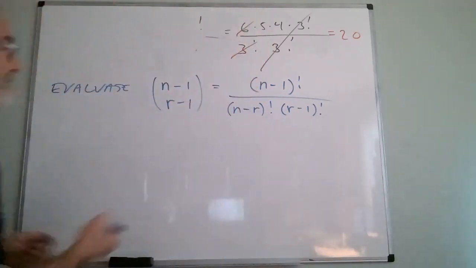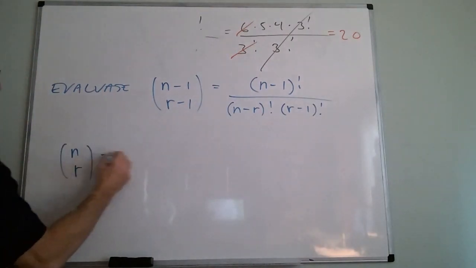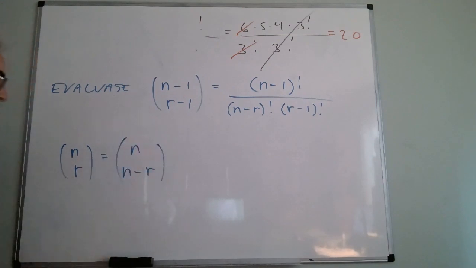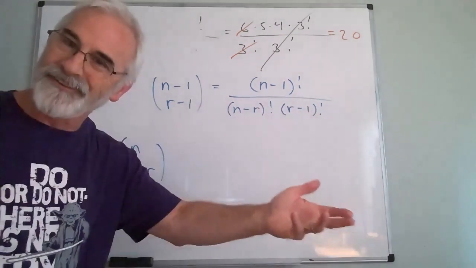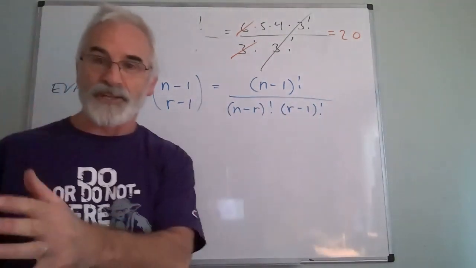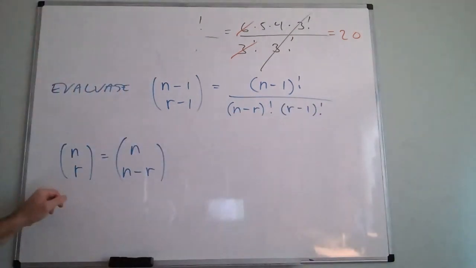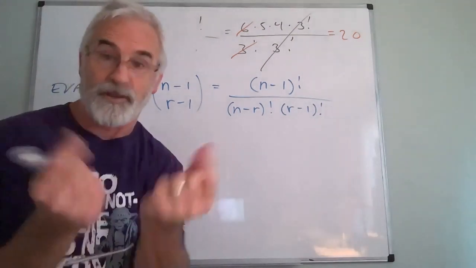One of the things right off the bat, by the way, n choose r is also equal to n choose n minus r, because the number of ways of choosing r is equivalent to the number of ways of choosing which of the rest you're going to leave behind. So if I'm choosing r things, then I'm leaving behind n minus r things. So choosing r or choosing n minus r, it's the same numerical calculation because they both have the same denominators.